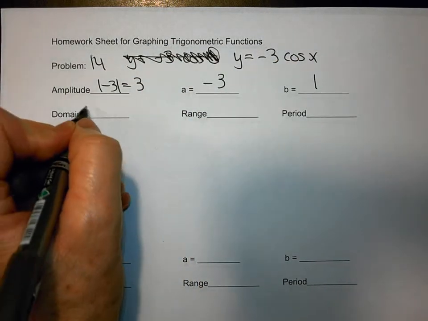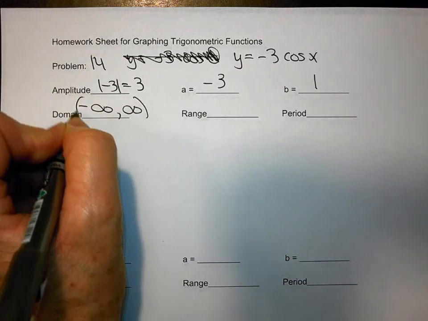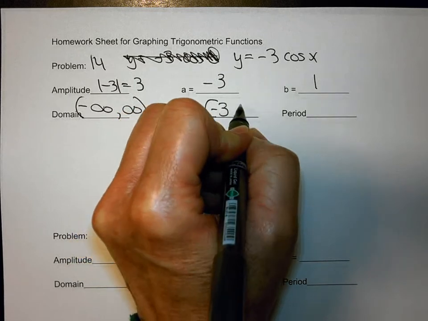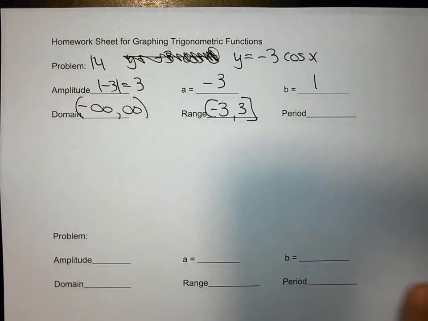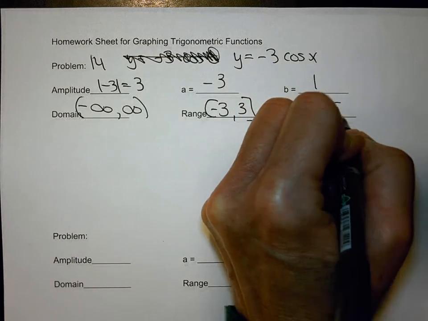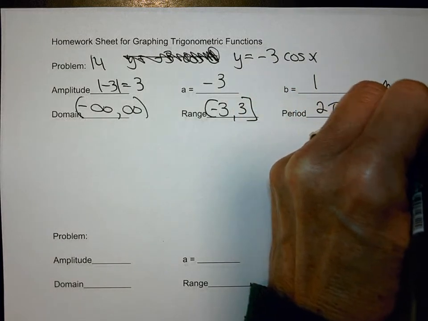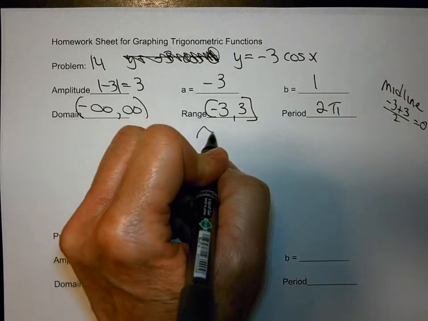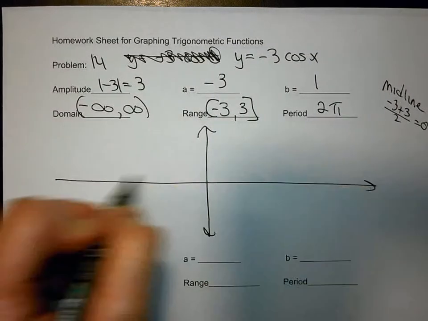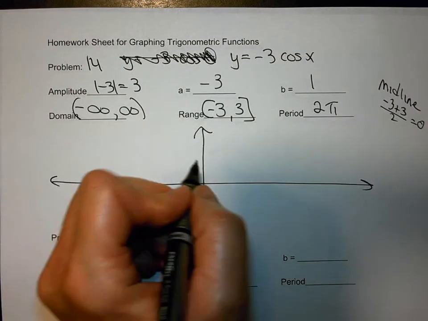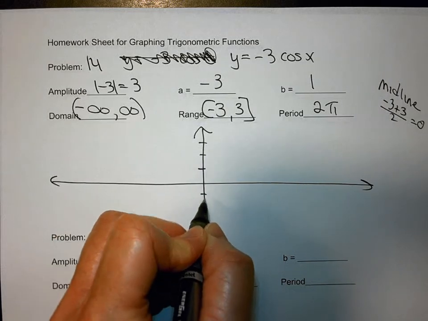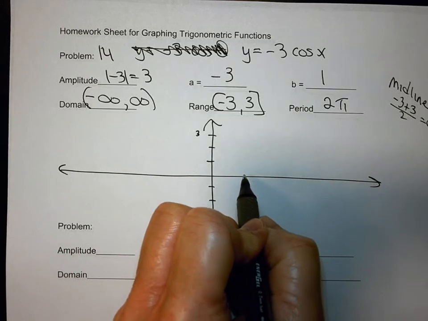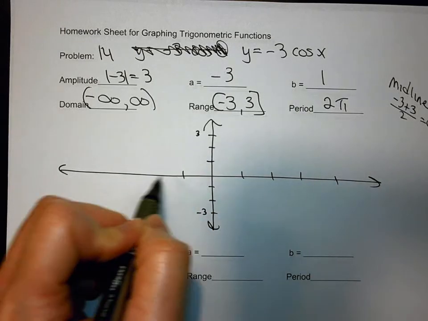Okay, again, domain goes continuously left and right, so positive and negative infinity. Now your range is affected by the a value, so negative 3 to 3, and then your period again is 2 pi over b, so 2 pi. Okay, midline again will be negative 3 plus 3 over 2, or 0. So we know we're going up and down 3, so 1, 2, 3, 1, 2, 3. And my period is still 2 pi, so 1, 2, 3, 4, 1, 2, 3, 4.